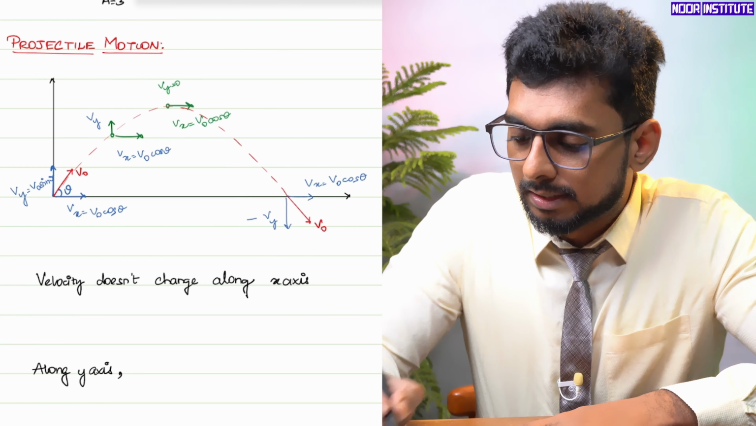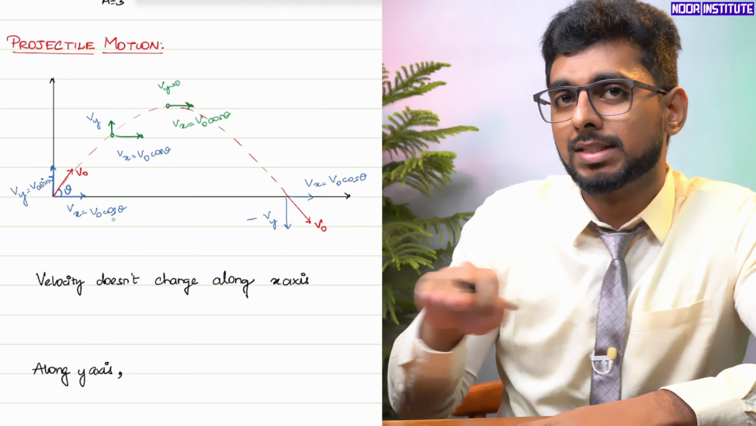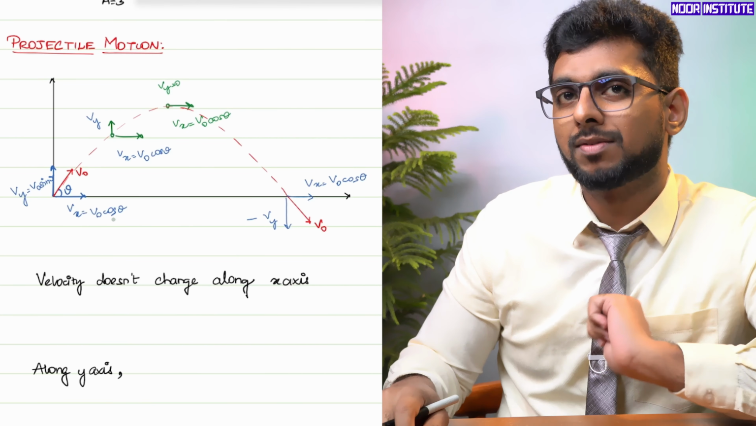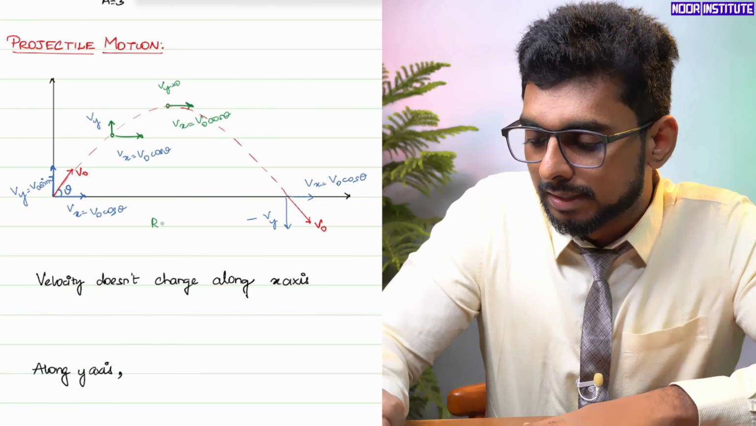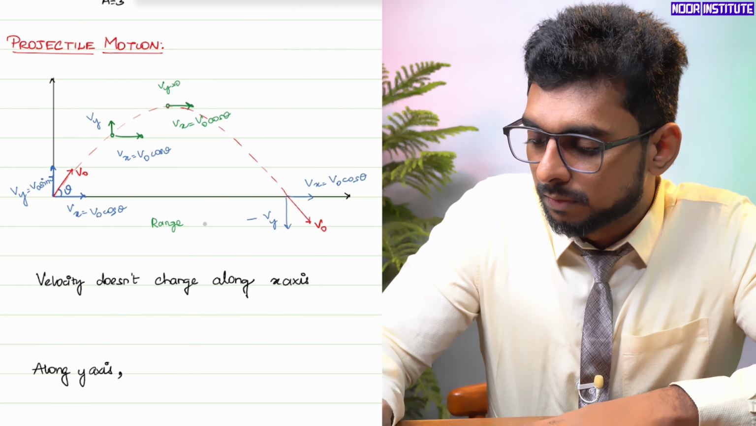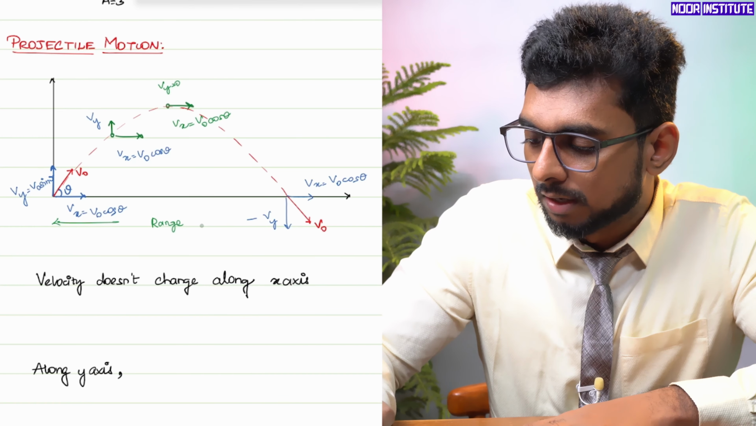So the range here is this one. The path that it has covered along the x-axis on the earth surface, from the point where I have thrown it, okay. So that will be considered as range. So here the range is this distance, which means from the point of throw to the point where it hits the ground back.